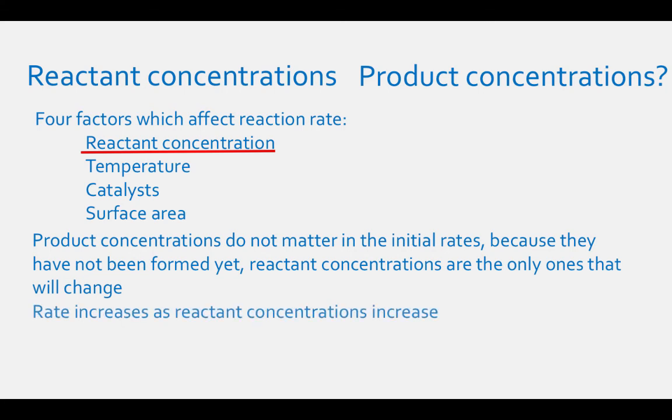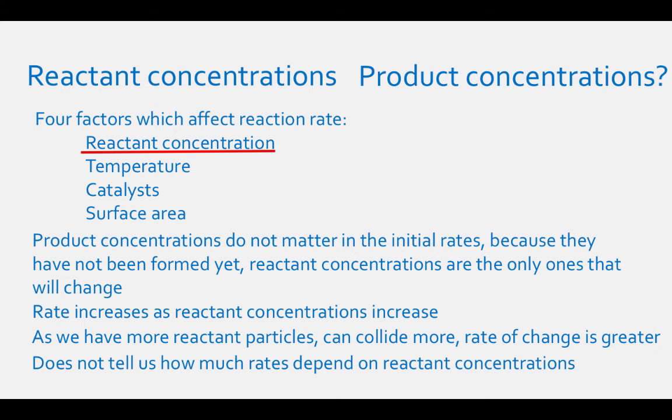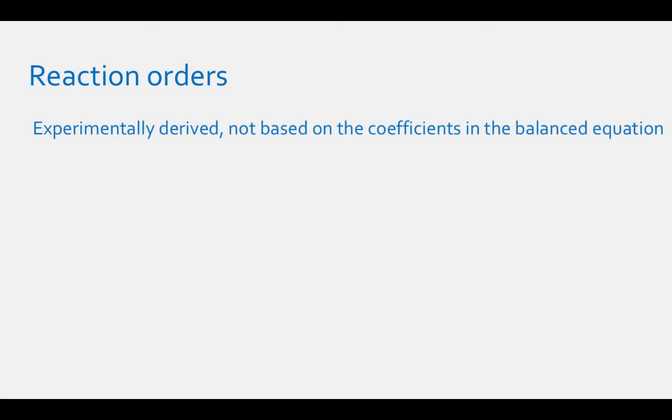In general, rates increase as reactant concentrations increase. This makes sense. We have more reactant particles to collide to form product, so the rate of change will increase. But this does not tell us the extent rates depend on reactant concentrations. The extent rates depend on reactant concentrations are determined by reaction orders. These reaction orders are experimentally derived. They are not related to the stoichiometry of the reaction or the coefficients in the balanced equation.